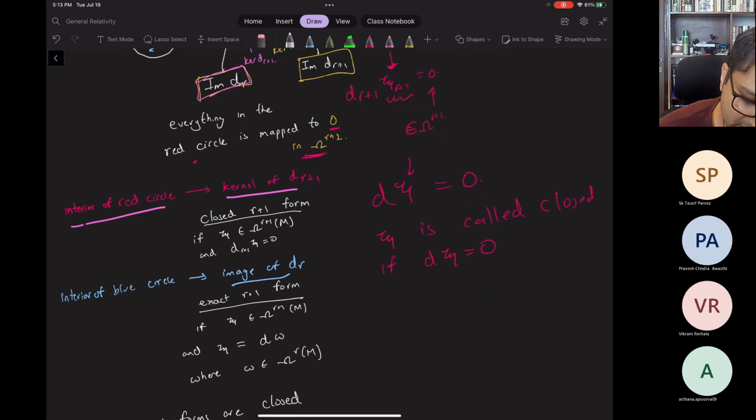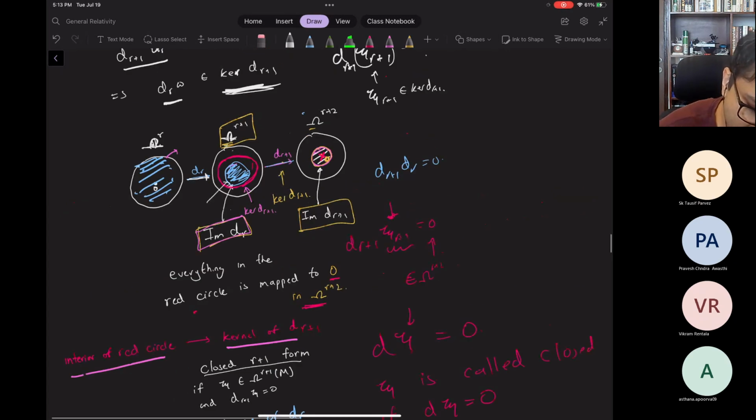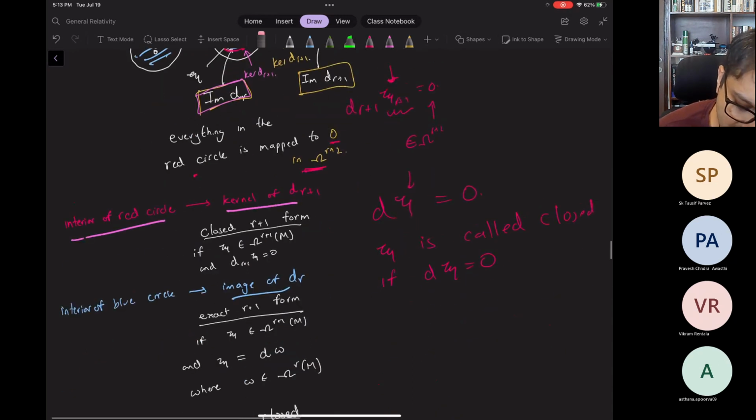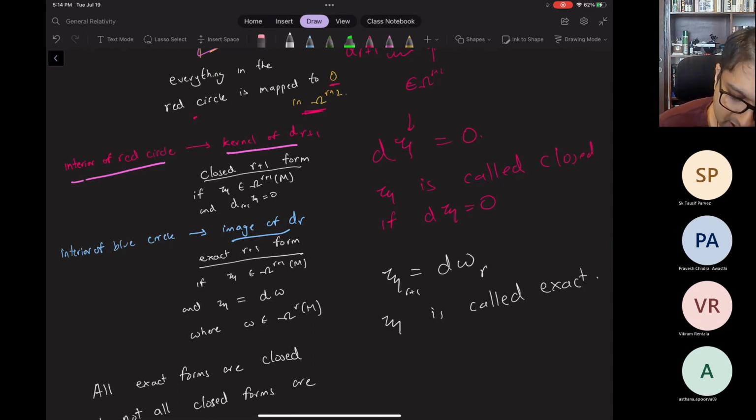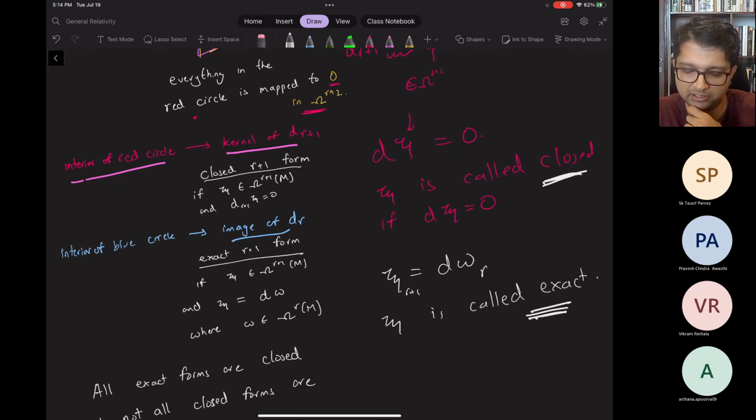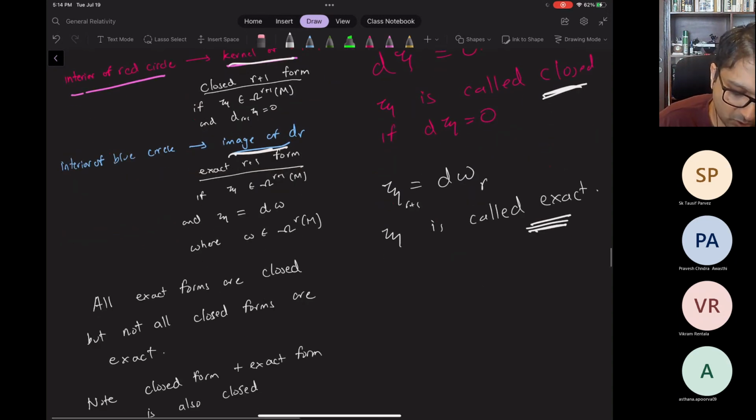An exact form is a form ξ which belongs to this space, but which can be written as dω, where ω is an r-form. So this is an (r+1)-form which can be written as the derivative of an r-form. In this case ξ is called exact. The statement is that all exact forms are closed, but not all closed forms are exact. In other words, the kernel of d_{r+1} can be bigger than the image of d_r.